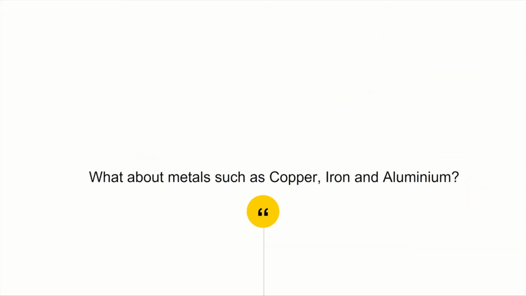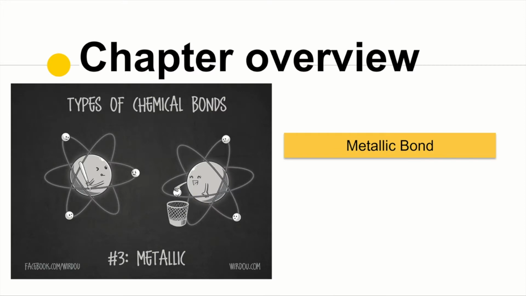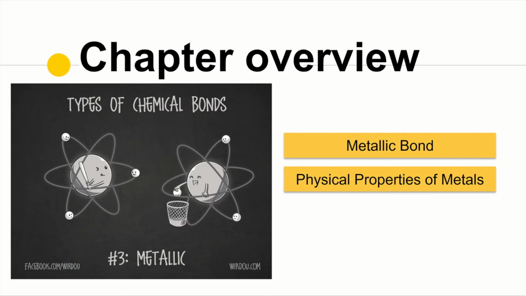So the question is, what about metals such as copper, iron, and aluminium, like pure metals? They don't have any non-metallic elements. So what type of bonding do they have? In ionic, we learned that it's metal and non-metal. But this time, we are only looking at metals only. So the last type of bonding that we're going to learn is metallic bonding. We will look at what a metallic bond is, and then the physical properties of metals.